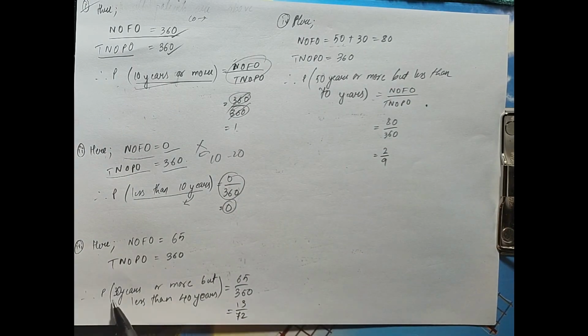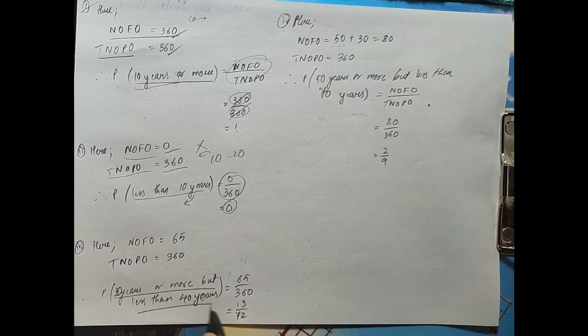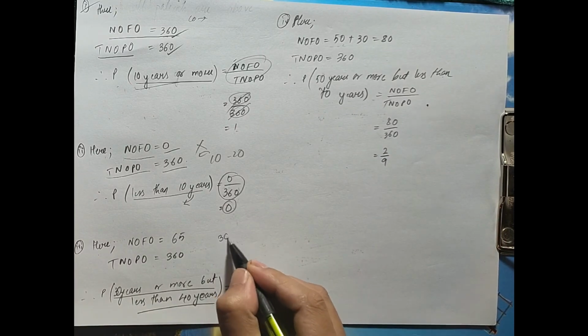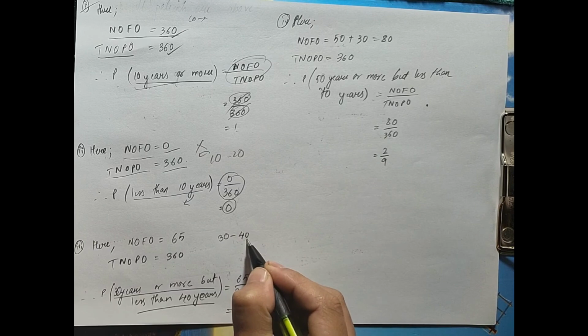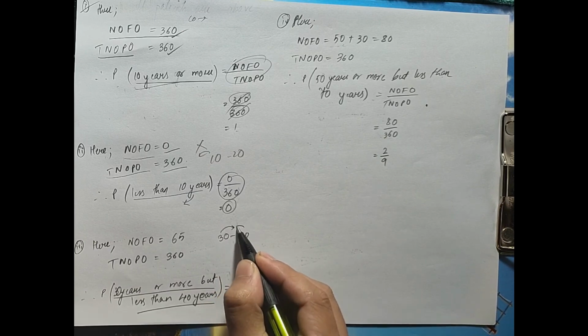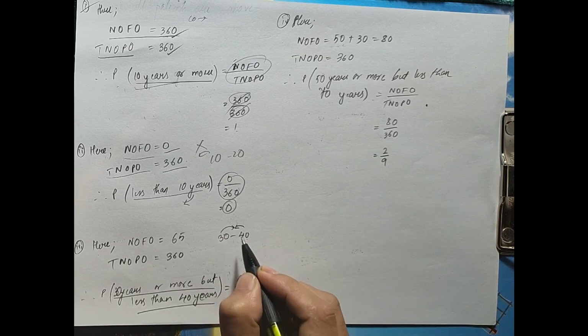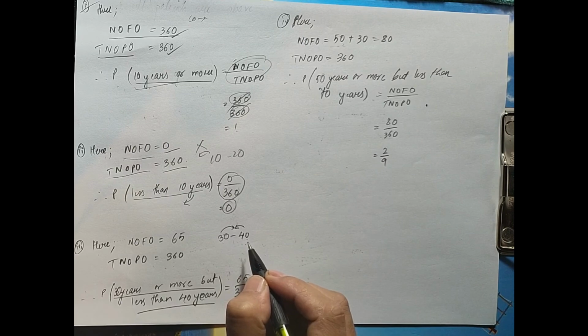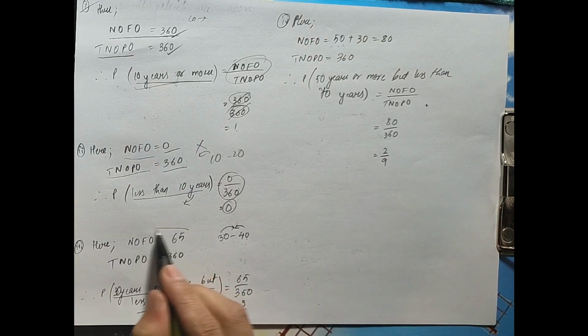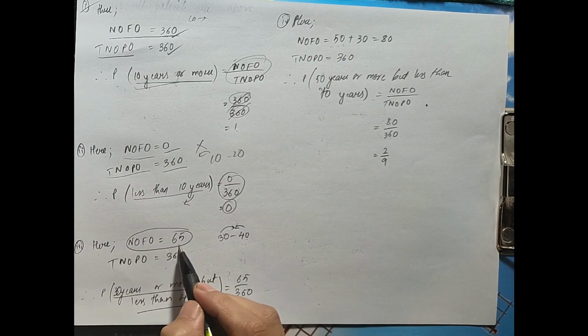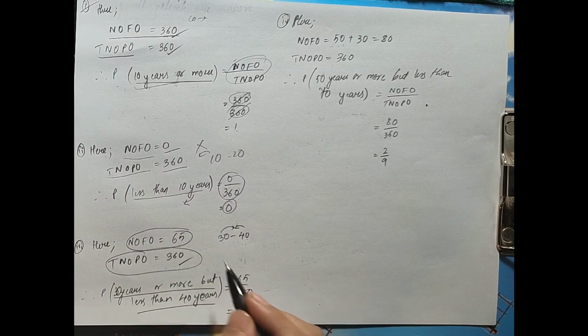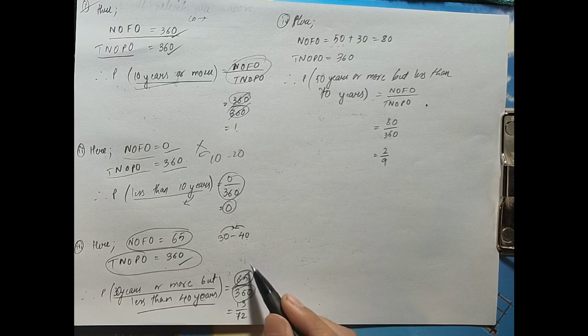For the third one, you have to find the probability of getting 30 years or more but less than 40. That means only this category, that is 30 to 40, right? More than 30 but less than 40. So 30 to 40. Now 30 to 40 was simply 65. So total number of favorable outcome is 65. Total number of possible outcome is 360. If you substitute in the formula, you get 65 by 360. You can cancel with 5 and you get 13 by 72.